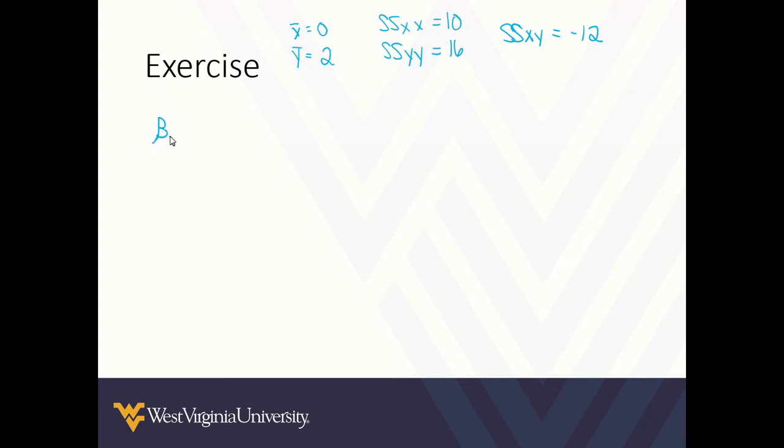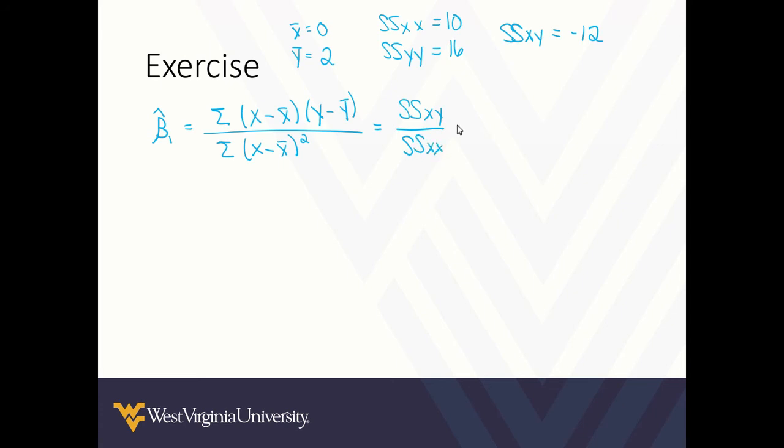Using the equation for our least squares slope, that is the summation of (x minus x bar) multiplied by (y minus y bar) over the summation of (x minus x bar) quantity squared. This is equivalent to our SSXY over our SSXX, which is -12 divided by 10. So this will give us a least squares slope of -1.2.